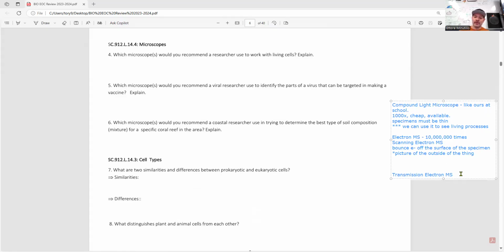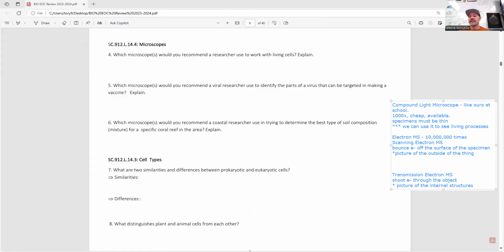Now, the other one, our transmission electron microscope, is going to shoot electrons through the object. This is going to allow us to get a picture of the internal structures.